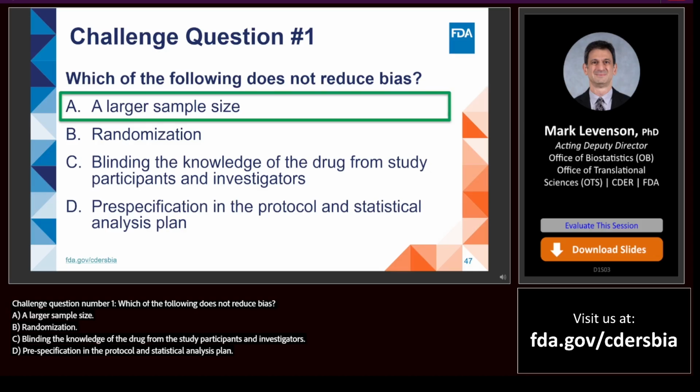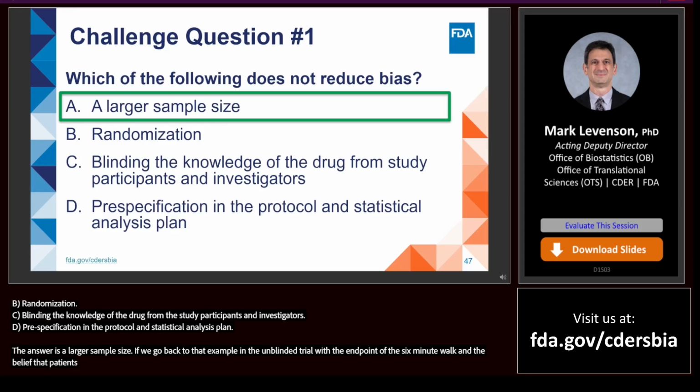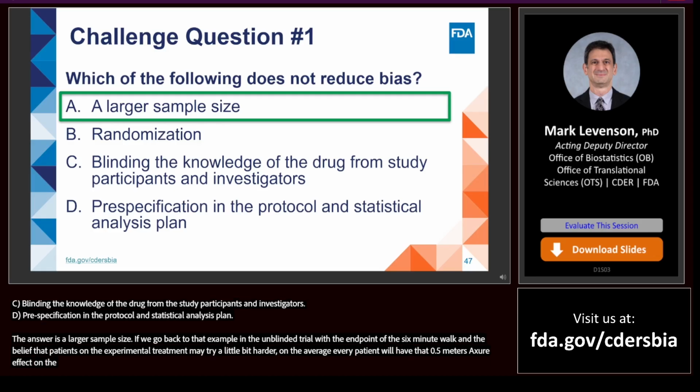If we go back to that example in the unblinded trial with the effort-dependent endpoint of the 6-minute walk and the belief that patients on the experimental treatment may try a little bit harder, on the average, every patient is going to have that 0.5 meters extra effect on the experimental arm, and that bias is not going to go away with larger sample size. Randomization clearly addresses confounding, and blinding clearly addresses endpoint ascertainment, so they do address bias. And I'll leave pre-specification for a moment.